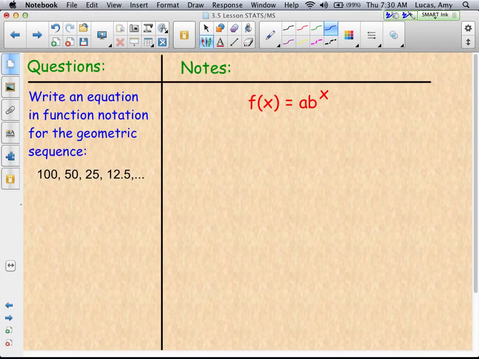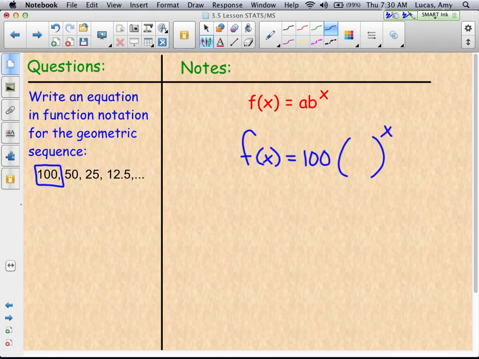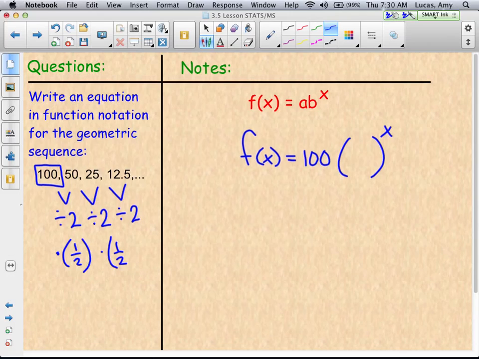This next one, the first term is 100. So I start with 100. And this common ratio, it's being divided by 2 each time. So what you have to remember is that dividing by 2 is the same as multiplying by 1/2, multiplying by the reciprocal. 2 over 1, the reciprocal of that would be 1 over 2. So dividing by 2 is multiplying by 1/2, taking half of a number.